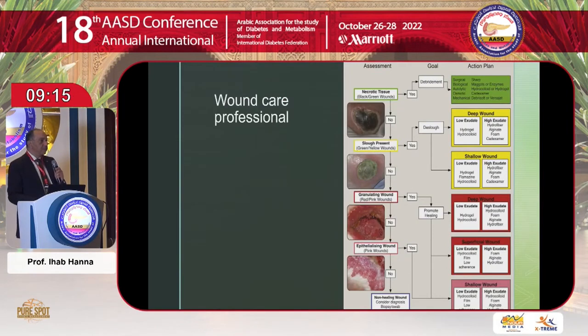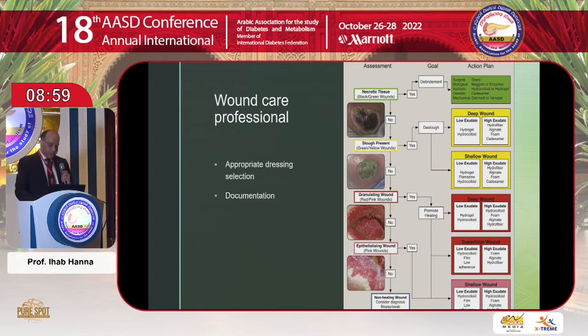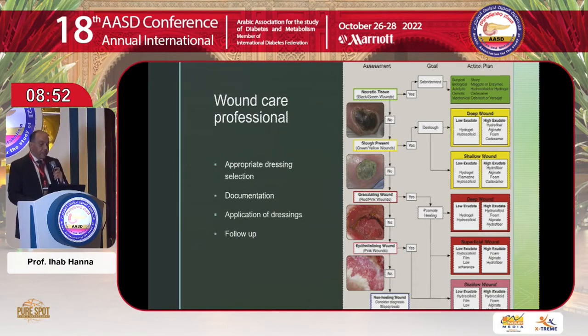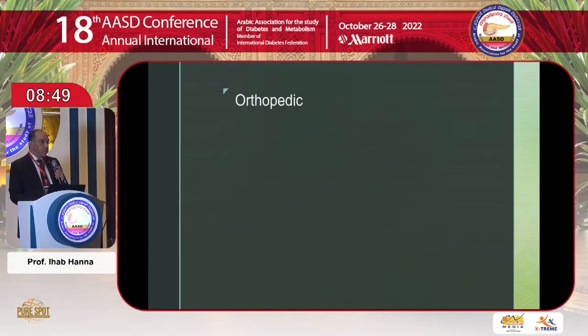Then come the wound care specialists, or the vascular surgeons who play a dual role, who care for the diabetic foot as per the guidelines for each and every stage of the wound. So they choose the appropriate modern dressing selection. They document the wound in pictures and in words. They apply the dressings and they follow up after application of dressings. As we all know, modern dressings would be left in place for 3 or 4 days and maybe 1 week as a negative pressure wound therapy.